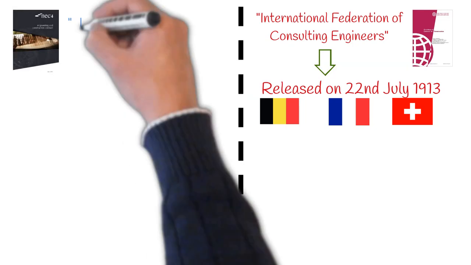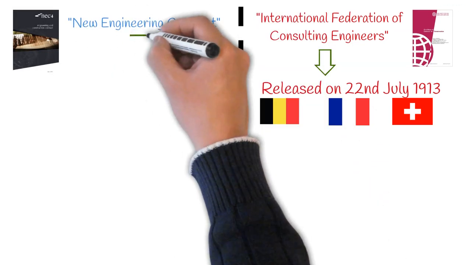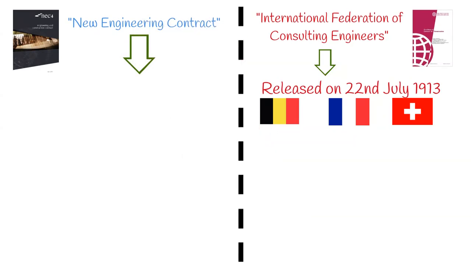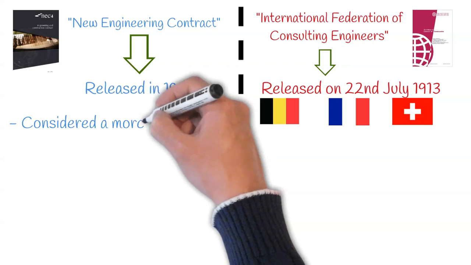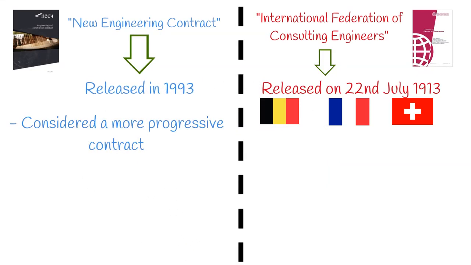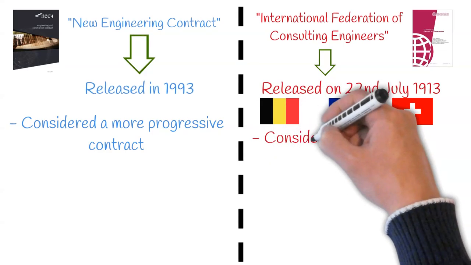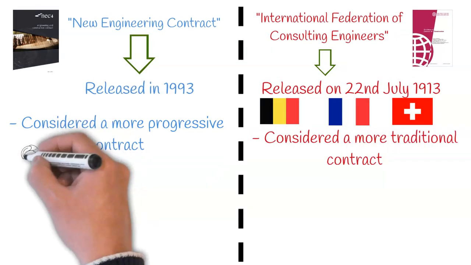The NEC, which stands for New Engineering Contract, was formed much more recently, with the first edition released in 1993. The NEC is often considered a more progressive contract, aiming to patch some of the downfalls of prior construction contracts. The FIDIC is often described as a more traditional contract.